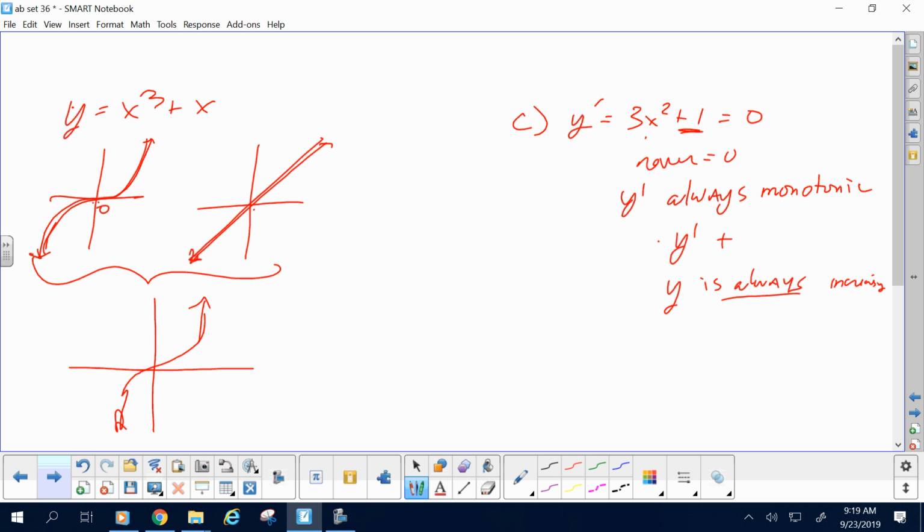Not everything has to have a plus spot. Sometimes the function always increases, and that's not totally uncommon. You with me? So the derivative, hopefully that helps. Any other questions on 35?